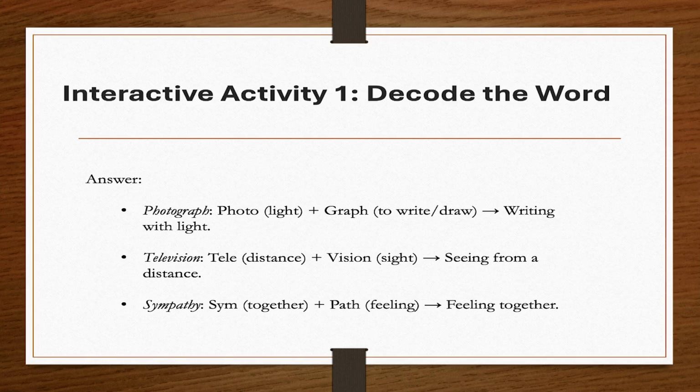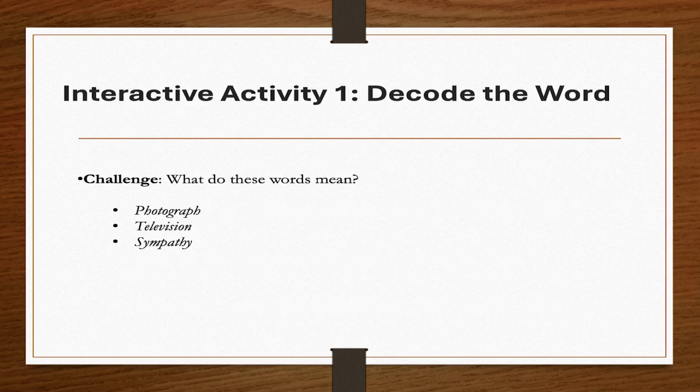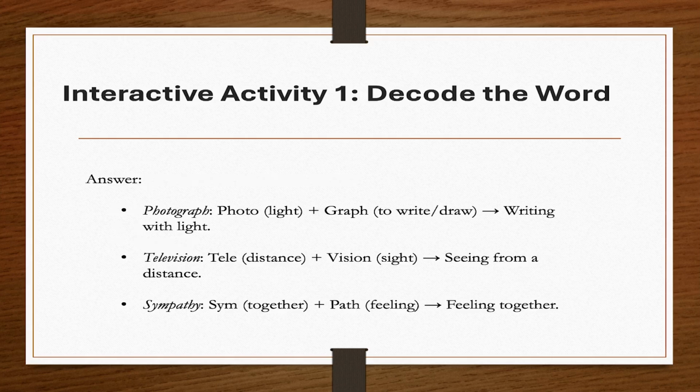Television: tele means distance, vision means sight. Television, seeing from a distance. Sympathy: sym means together, path refers to feeling. So feeling together, sympathy. That's how these words have come. So these words, photograph, television, and sympathy, have a strong connection with the roots they come from.